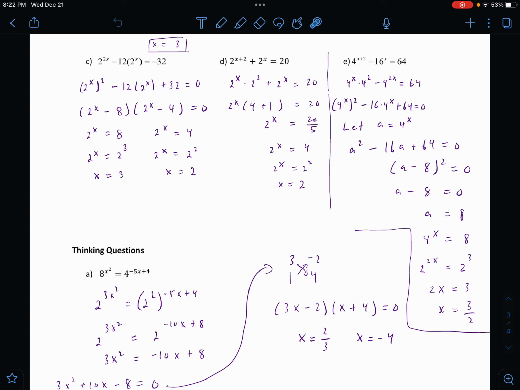Change the 4 to 2 squared. Change the 8 to 2 cubed. Drop the bases now. Equate the exponents. And we end up with x equaling 3 over 2.